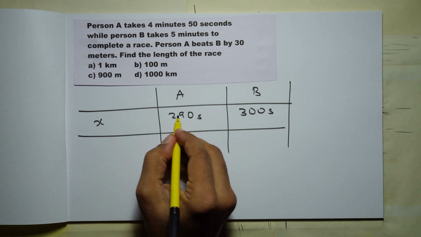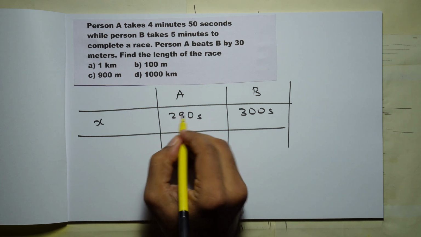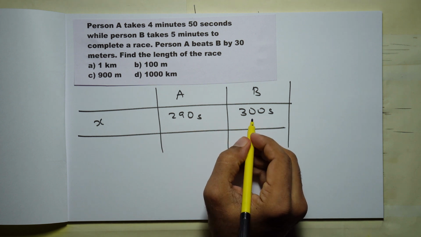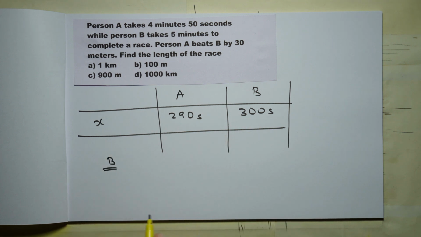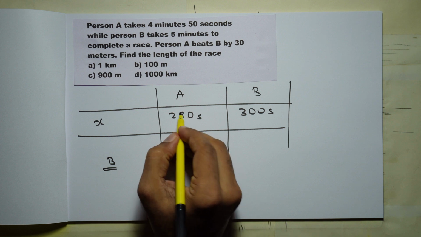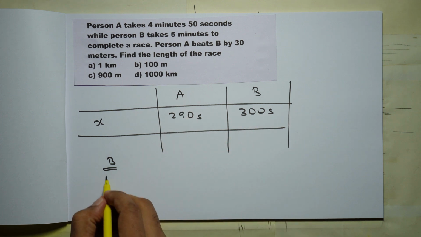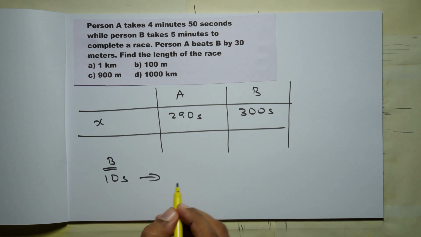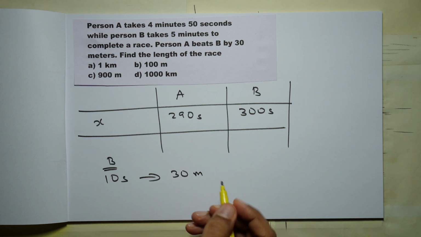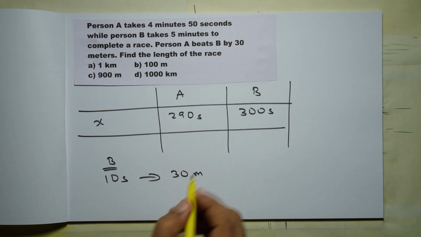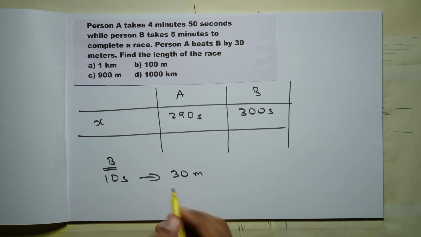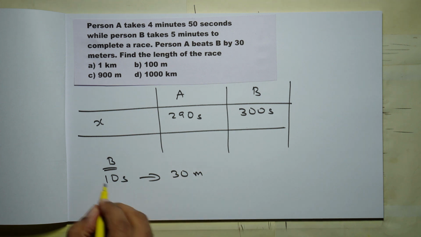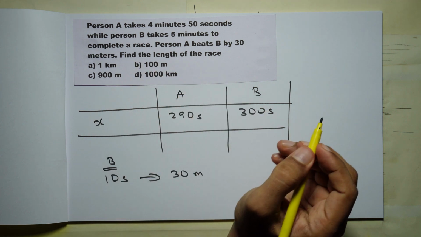And after A has completed the race, B requires another 10 more seconds. So in those 10 seconds, B will do 30 meters. When A completes the race, B is 30 meters behind, and those 30 meters B will cover in 10 seconds. Now the question is find the length of the race.